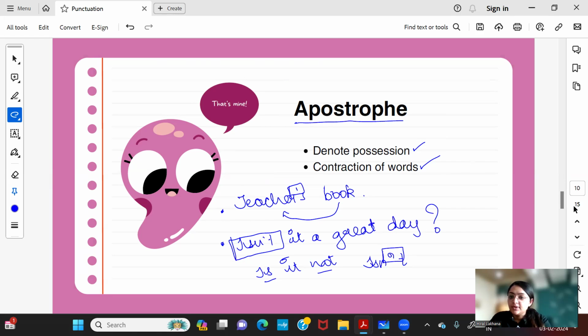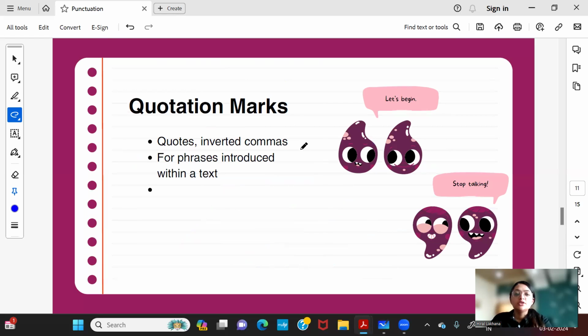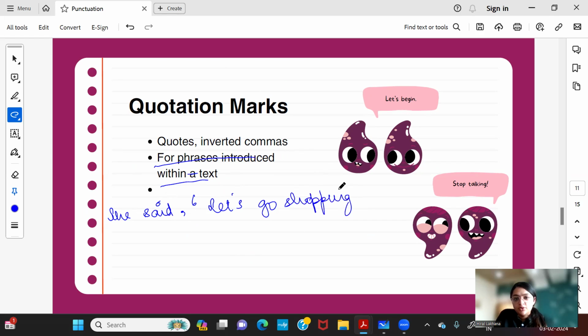Yes. Moving on to the next one. So quotation marks. So quotation marks are basically inverted commas or apostrophes that are used for phrases to introduce within a text. So like we were seeing earlier in case of a direct speech. So whenever we began a direct speech, we introduced commas in between. So when we said, she said, let's go shopping. So here we were introducing a direct speech here.